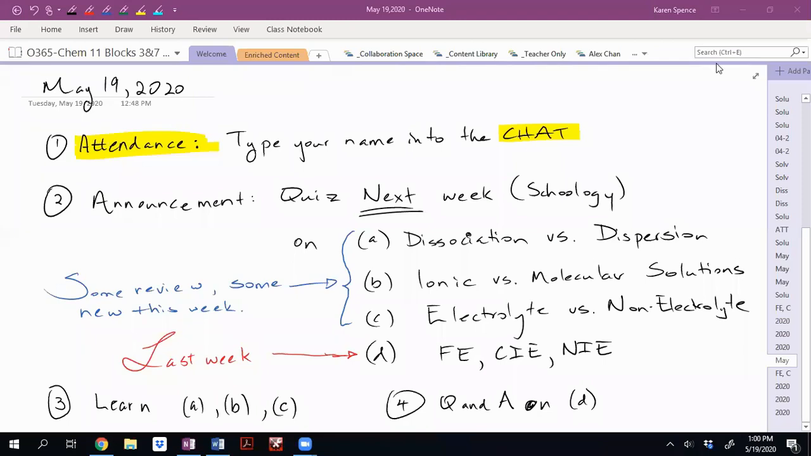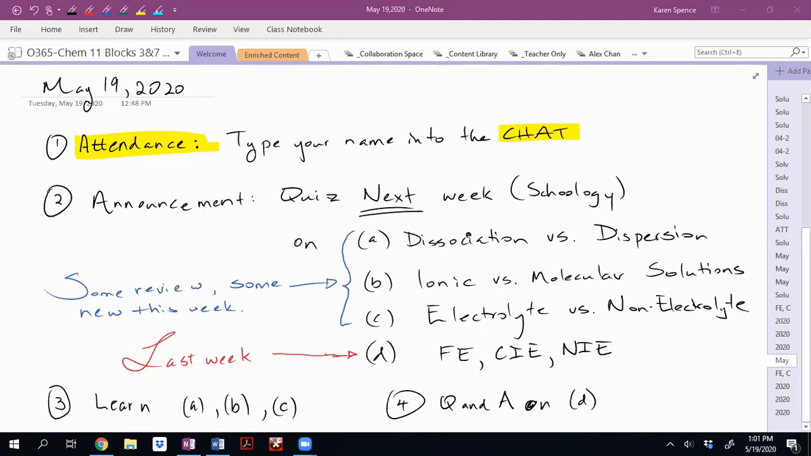And an announcement that there will be a quiz next week, not this week, but next week on Schoology. It will be on dissociation, which you've already learned, versus dispersion, which is something we haven't learned, but we're going to learn this week. It will be on the difference between ionic compound solutions versus molecular solutions, and the difference between an electrolyte and a non-electrolyte.